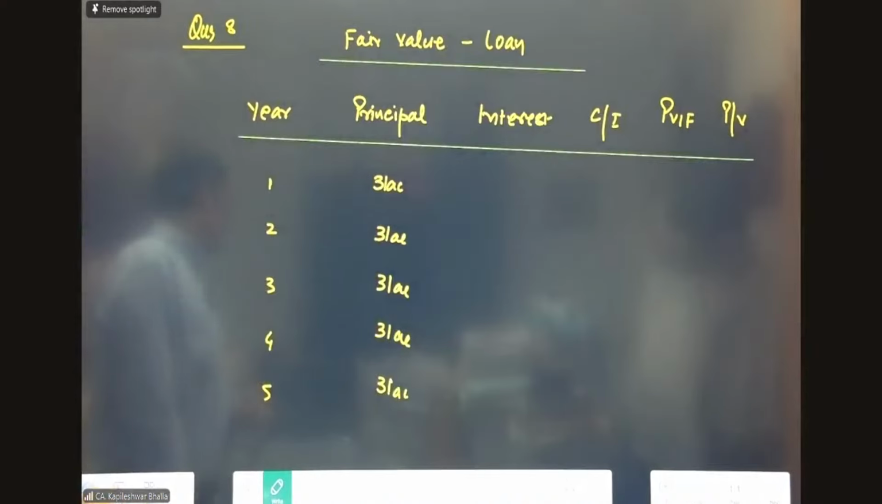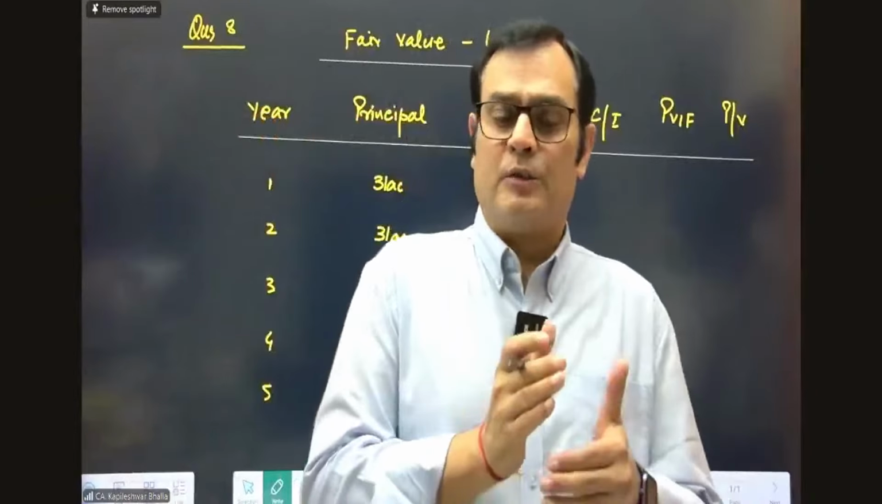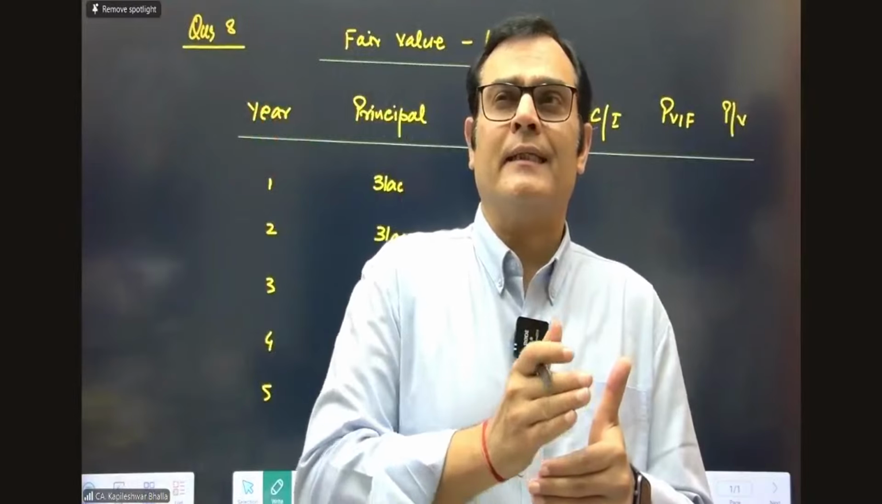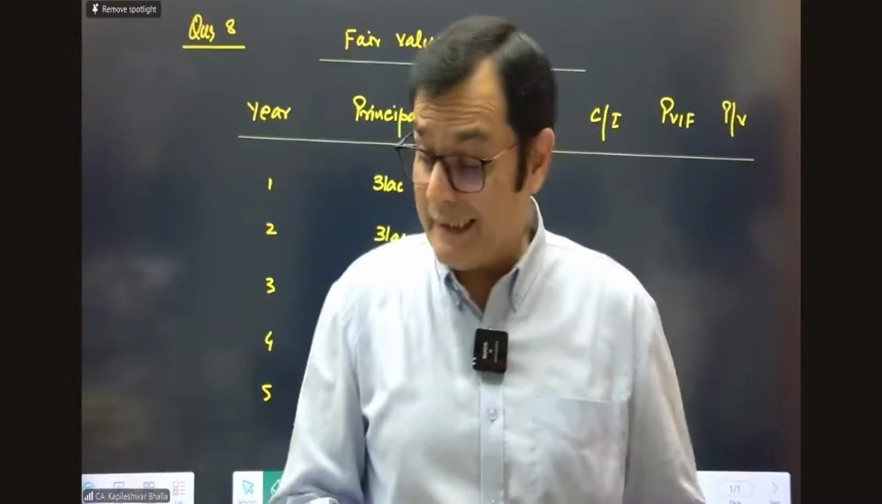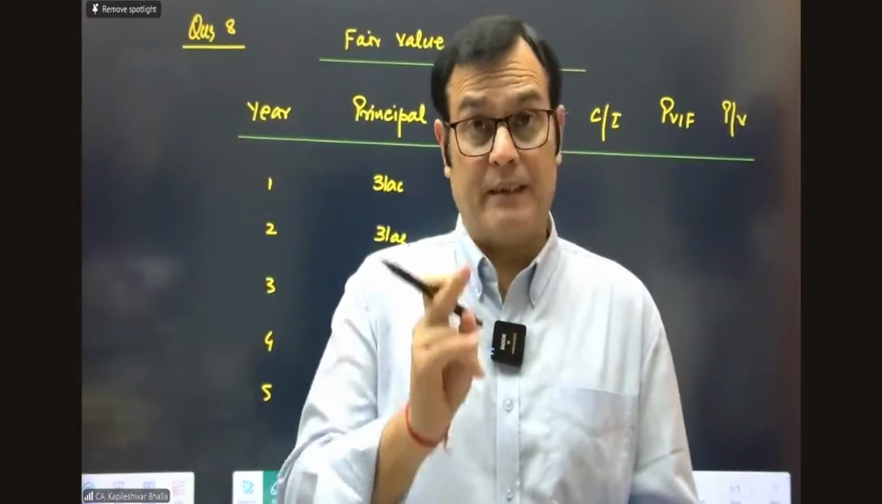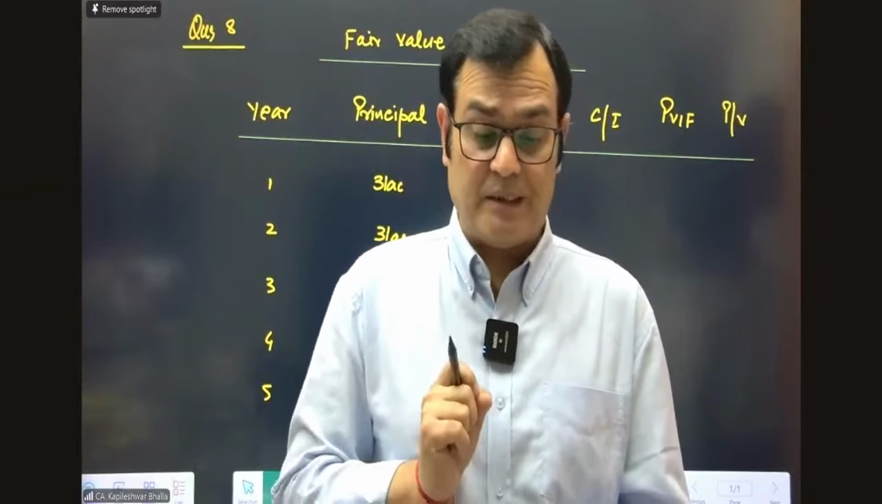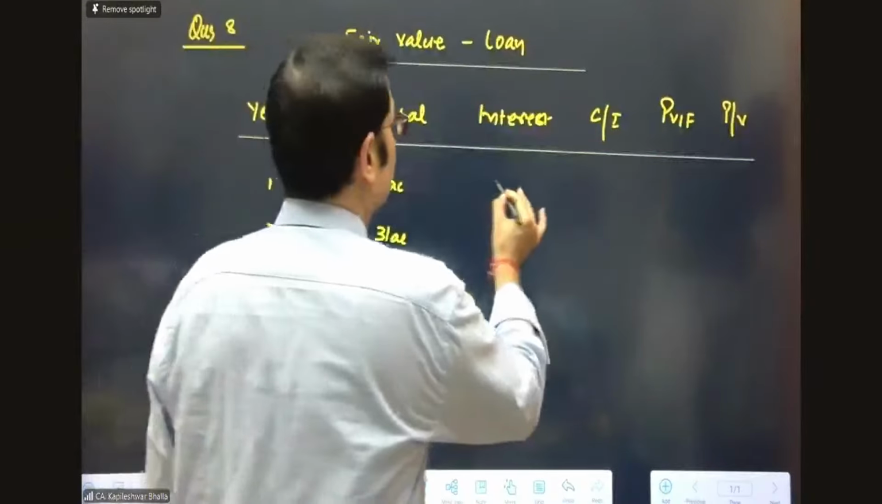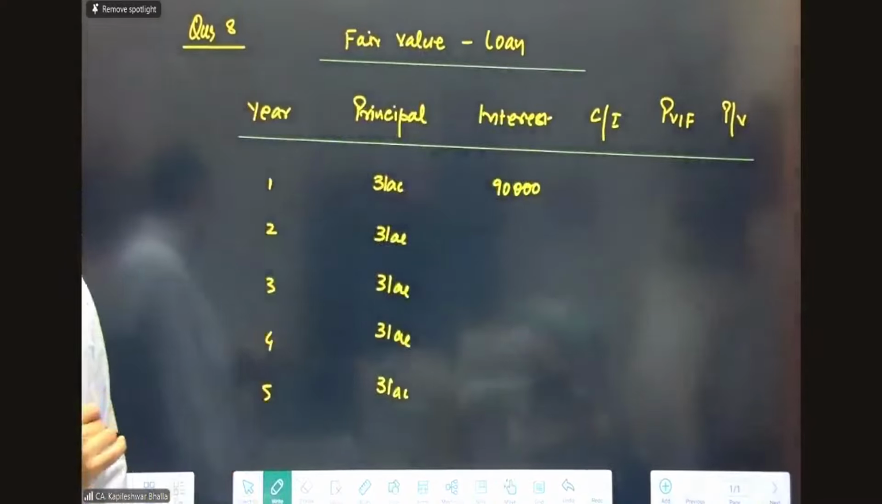Now, when you calculate the interest, I think the best way is you take the interest for the first year and then you can easily do the calculations for the next 4 years. Now, the interest is contracted at the rate of 6%. So on 15 lakhs, if you take a 6% interest, it works out at 90,000. This is for year one, that is 90,000.